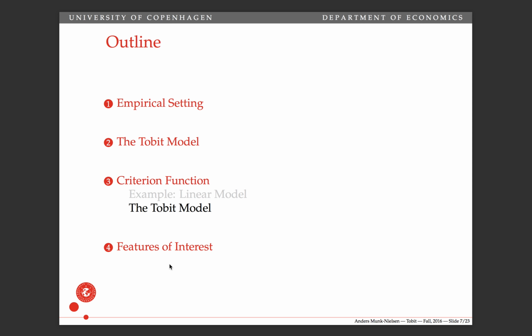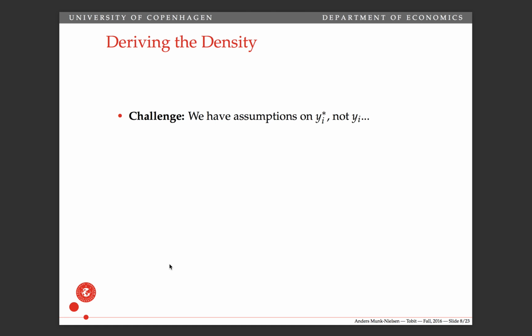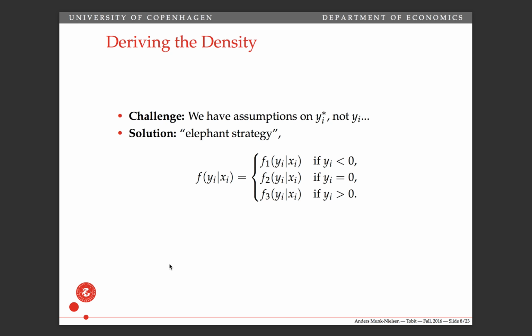Now we're ready to attack the Tobit model. Except that we have one challenge. We have made assumptions on y star, but not y. So y has this maximum, and we'd really like to work with y star. The solution is to work with the elephant strategy, as I like to call it. How do you eat an elephant? Piece by piece. So we split the function up into 3 different functions: one if y is negative, one if y is 0, and one if y is positive. The idea with doing this is that in each of these we're going to be able to get down to something with y star.